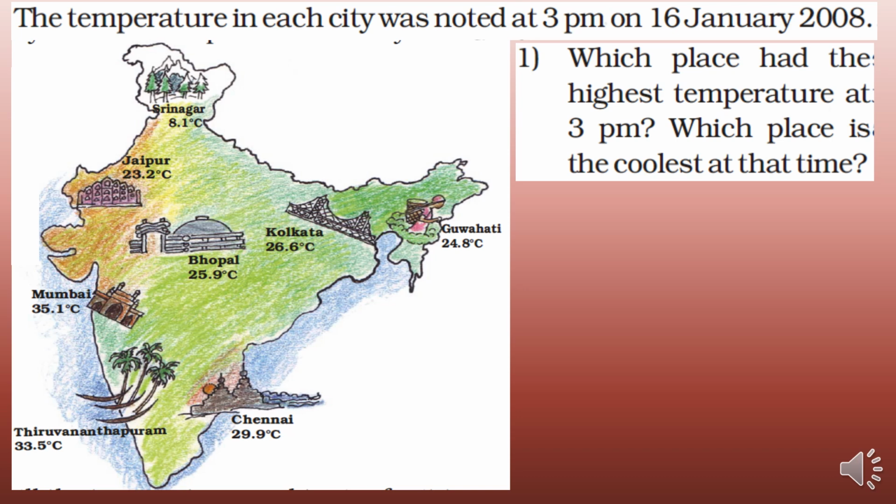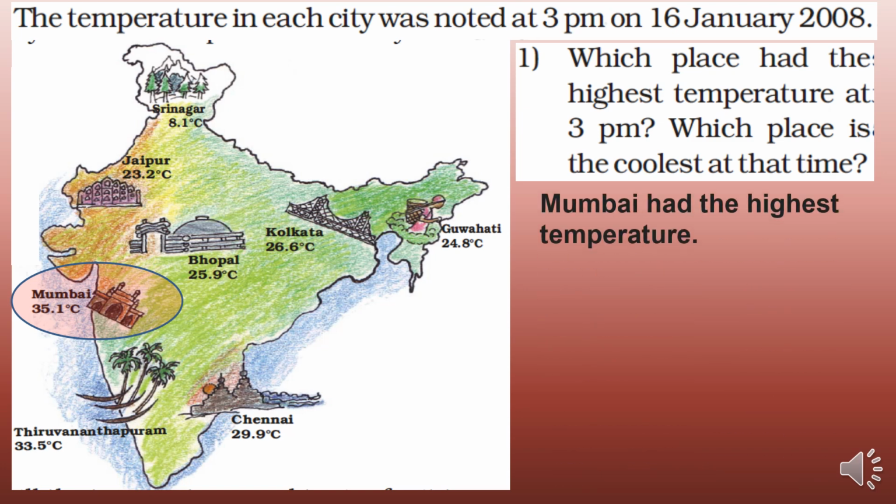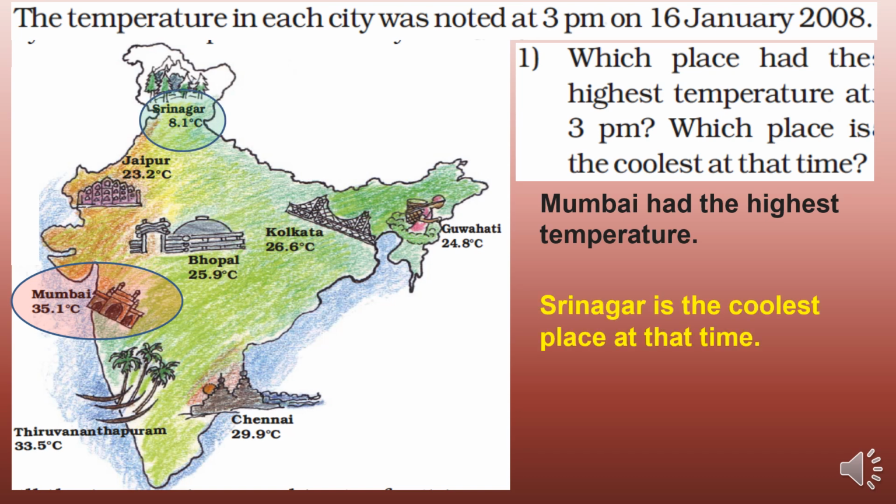So these are the temperatures of different cities at the same time, that is 3 p.m. on 16th January 2008. So the highest temperature is in Mumbai and the lowest temperature, that is the coolest, is Srinagar. So Mumbai had the highest temperature and Srinagar is the coolest place at that time.